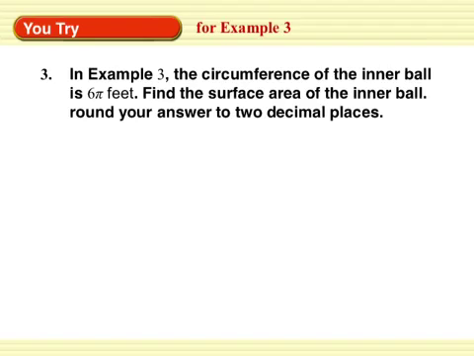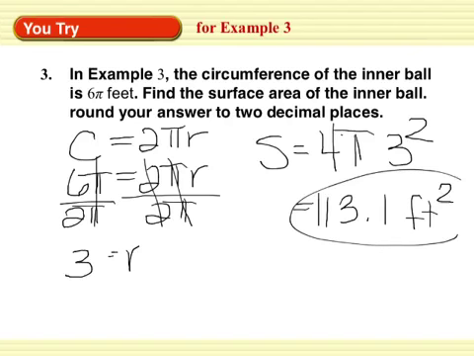In example 3, the circumference of the inner ball is 6 pi feet. Find the surface area of the inner ball. Round your answer to 2 decimal places. Push pause and try on your own. There you go. Round it to 2 decimal places. There's a 0 there.